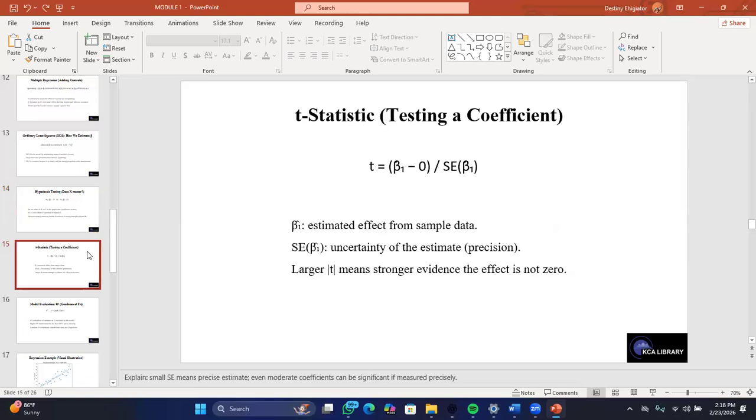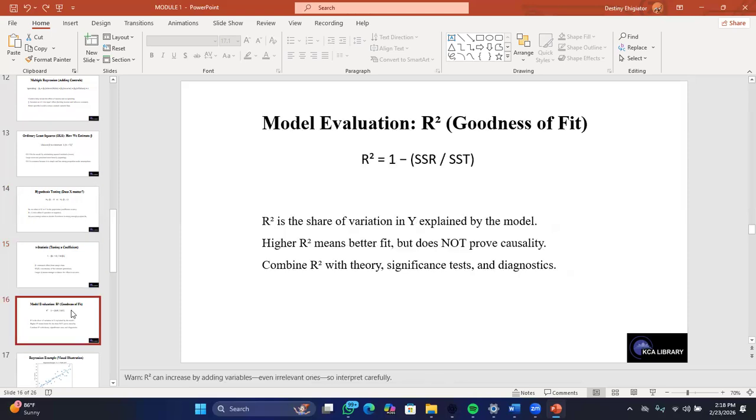Let's look at t-statistics, testing a coefficient. This is the equation, right? Where B1 is the estimated effect from sample data. SE(B1) is the uncertainty, the estimation precision. Then a larger t means stronger evidence that the effect is not 0.